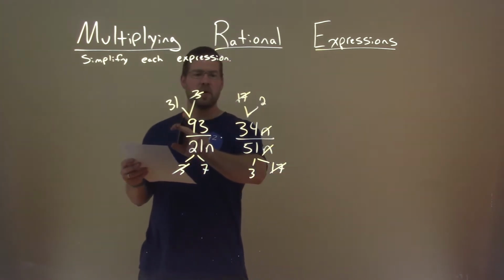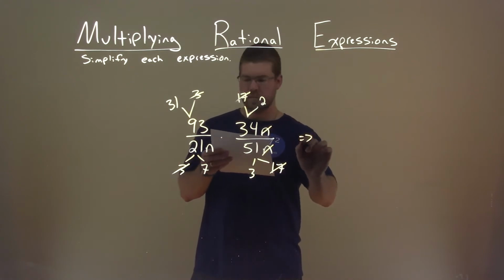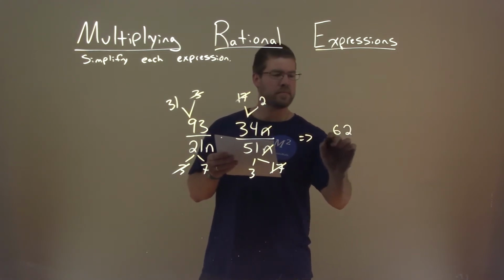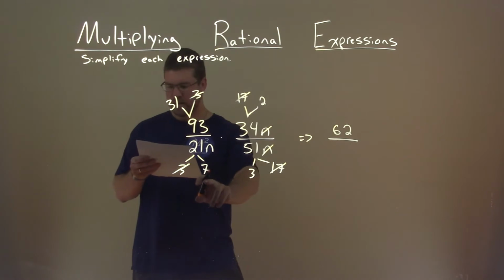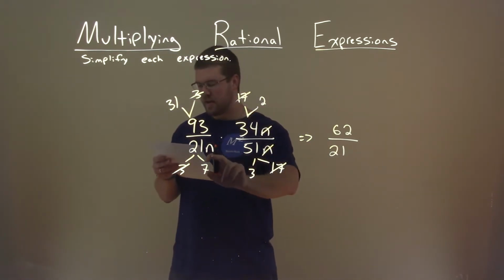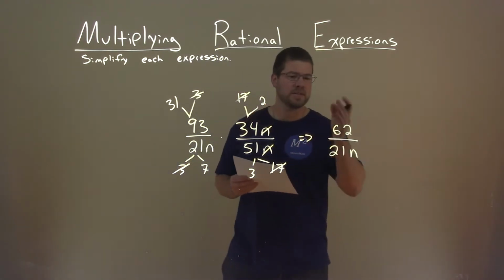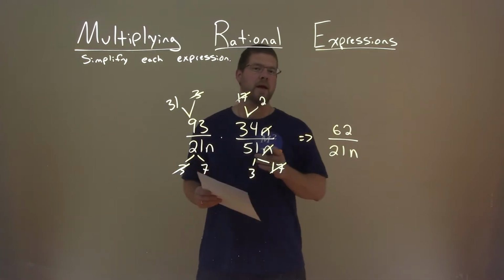So we're going to multiply across the numerator. 31 times 2 comes out to be 62. And then the denominator, 7 times 3 is 21. But don't forget that n right there. And so our final answer here is just 62 divided by 21n.